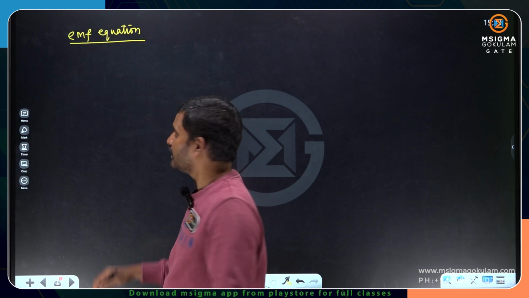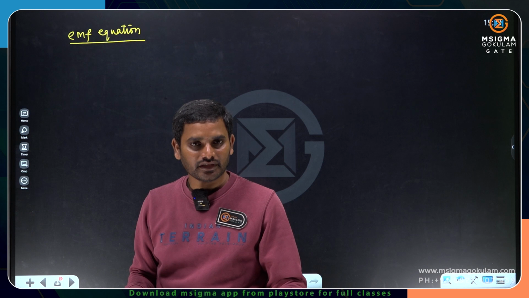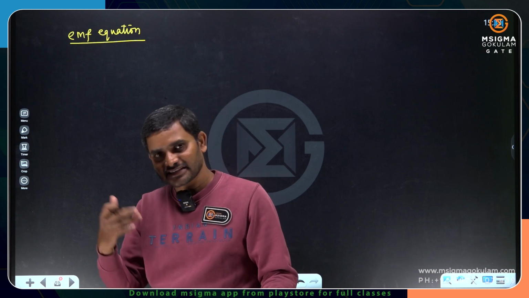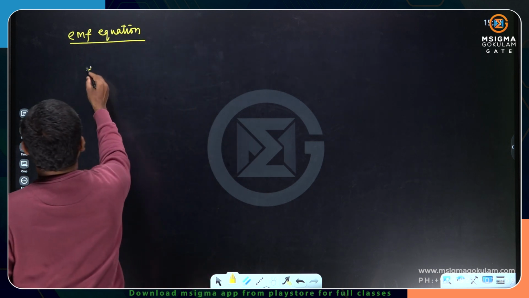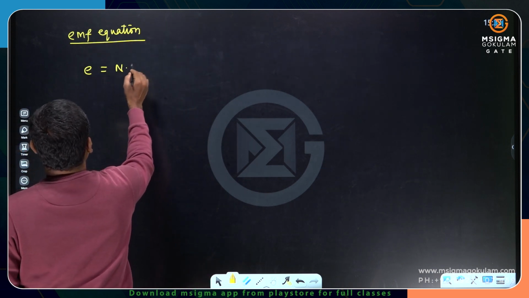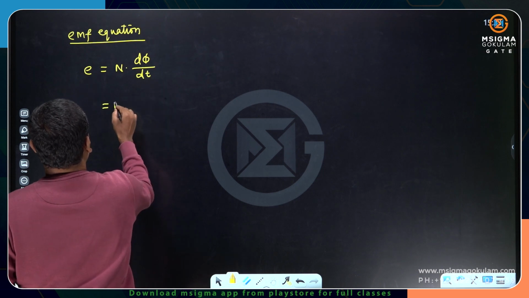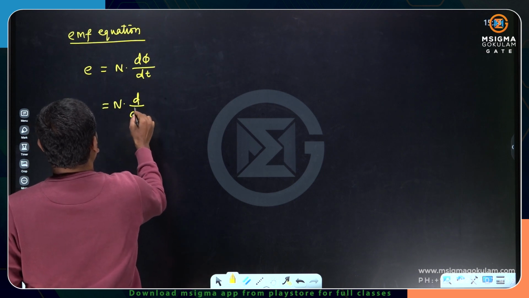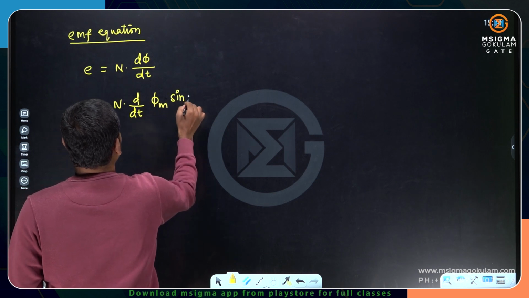Just now we have seen E1 I have taken. The same thing will happen for E2 also, because the same polarities have to be there, because EMF has to oppose the production by Lenz's law. So E, I am just roughly taking, E is equal to N into d phi by dt. What is phi? Alternating flux. So let me take it as phi m into sine omega t.